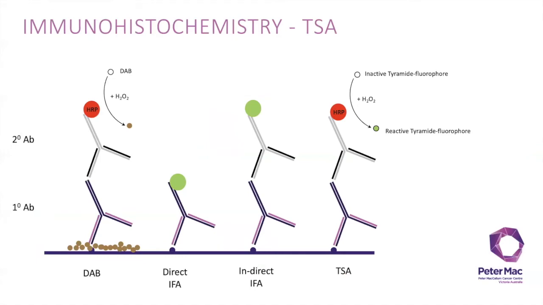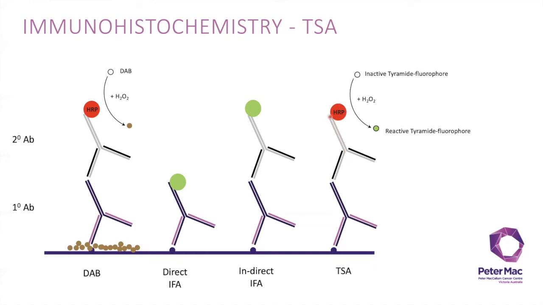Okay, one last immunohistochemistry method that we'll talk about is tyramide signal amplification. And the reason we're going to talk about this is because this is what we use within OPAL. So in this case, it's kind of a mixture between the colorimetric staining and also our fluorescence staining. So again, we've got a primary antibody here, which is detecting our protein of interest. And we have our secondary antibody, which is detecting the primary antibody.